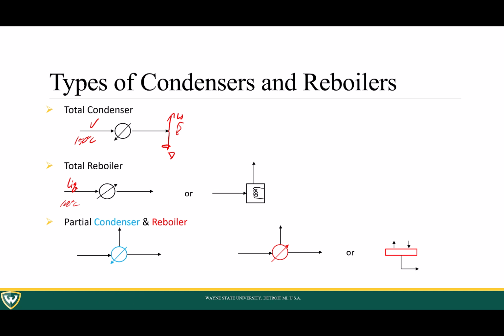Same thing for a total reboiler, although total reboilers are not going to be too common, although I think there is one in your homework. What is going to be very common is a partial reboiler. So typically for a distillation column, you would have the total condenser at the top and then the partial reboiler at the bottom. So how do partial reboilers and condensers work? Well, they act as an equilibrium stage.